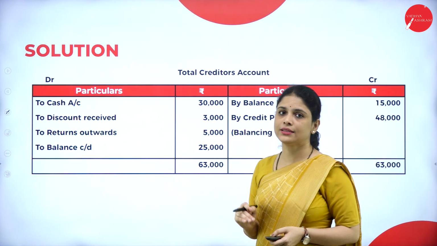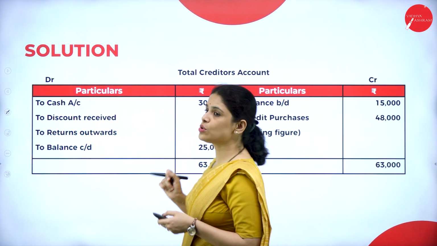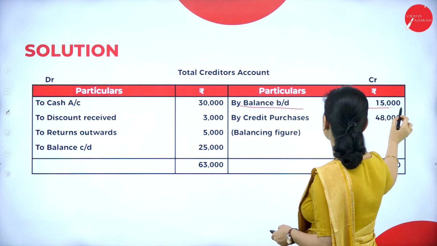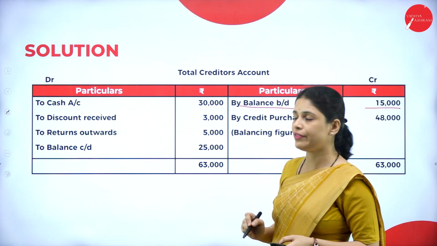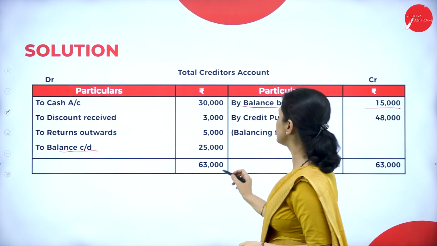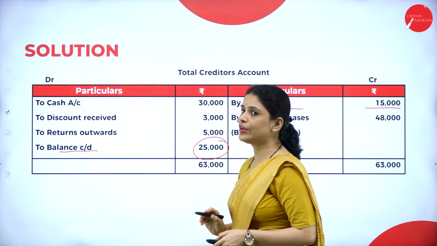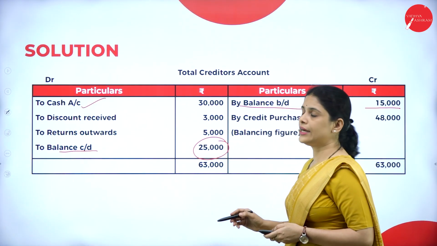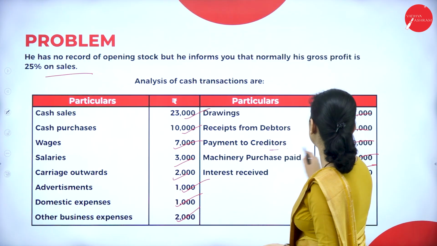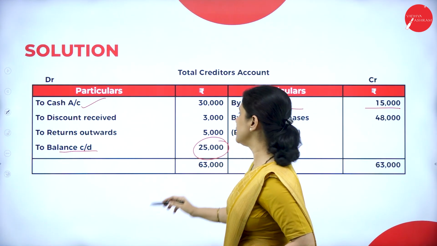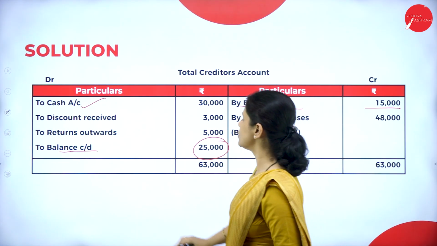Now let us prepare the total creditors account. What do we have to write first? By balance brought down. This is the opening one. How much is that? 15,000. Next we have to write to balance carried down. That is the closing creditors. After that what do we have to write? Cash given to creditors. Let us see how much is that. Payment made to creditors 30,000. Discount received is 3,000.